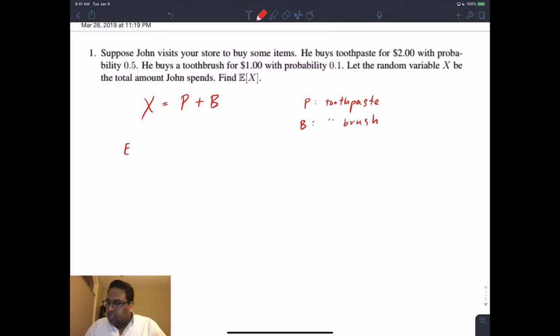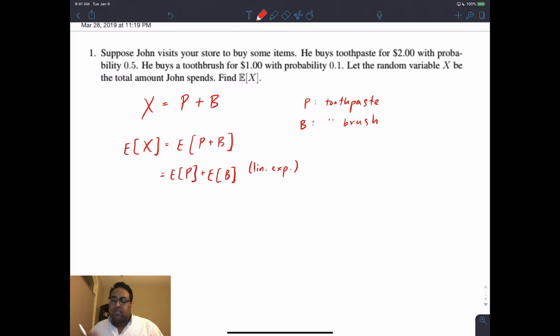Okay, and what I can do is take the expectation of both sides here and say that the expectation of X is just the expectation of P plus B. But then I can use the linearity of expectation to separate the expectation of a sum into a sum of expectations. So the expectation of the total amount he spends is the expectation of how much he spends on the toothpaste plus the expectation of how much he spends on the toothbrush. So now all we need to do is find these quantities individually.